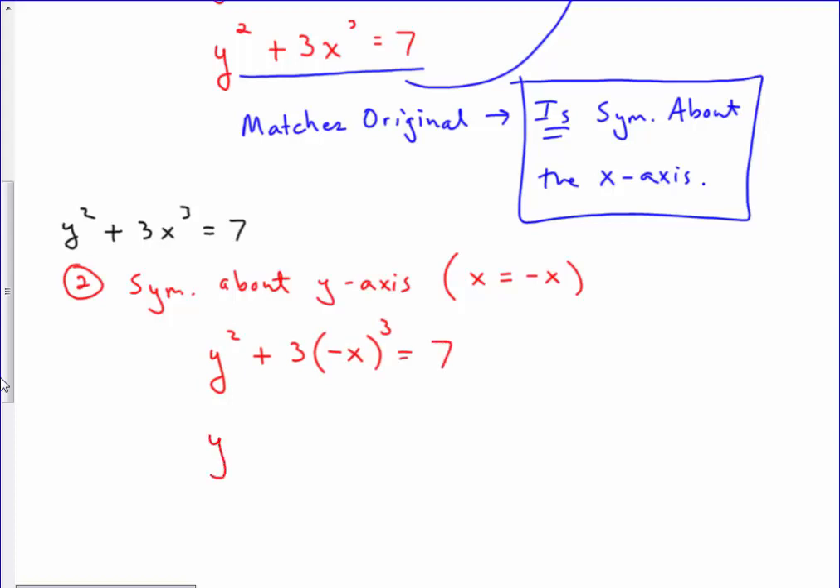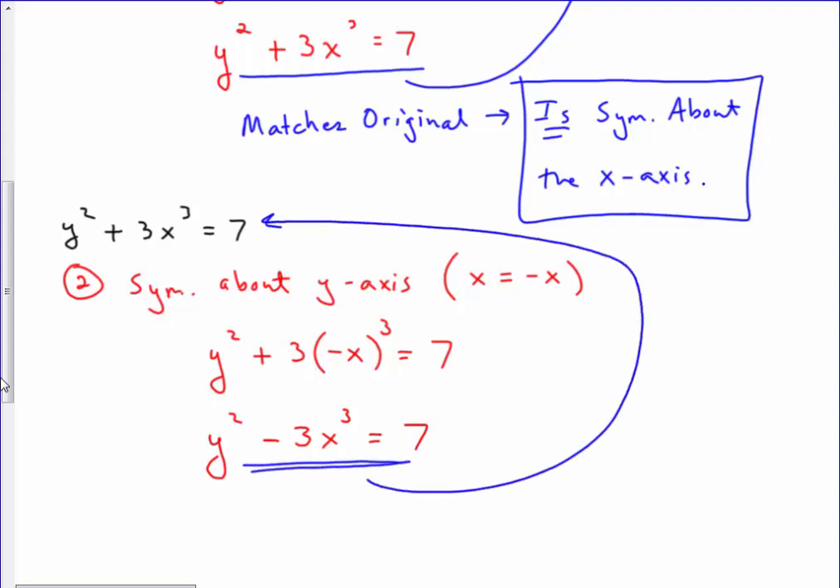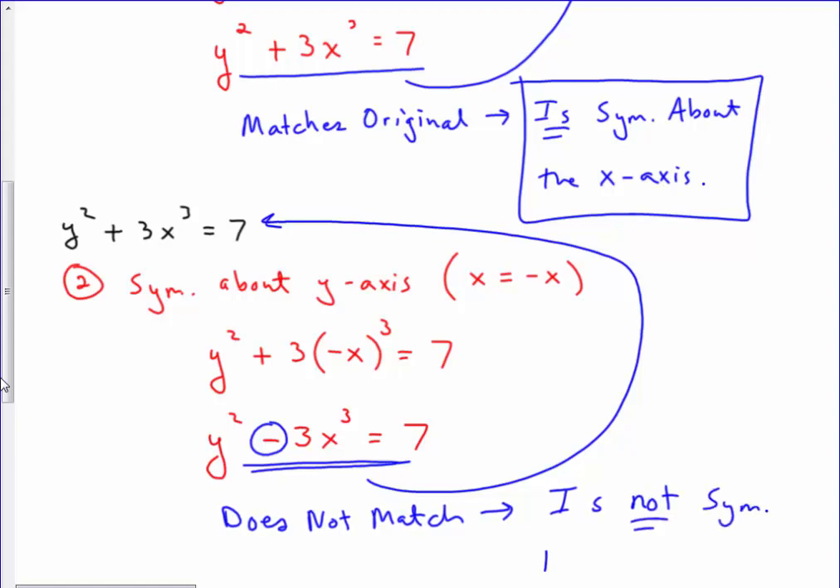To simplify, y squared would just stay. And then here we have a negative x that's cubed. Well, we know because the power is odd, then it's going to stay negative. And actually what I will do is place the negative sign out in front of the 3 so that we don't have too many signs and symbols here. Alright, now we need to see if this matches the original. So we need to go back and compare here. It does not match the original because of the negative sign here. So it does not match, and so you would say it is not symmetric about the y-axis.